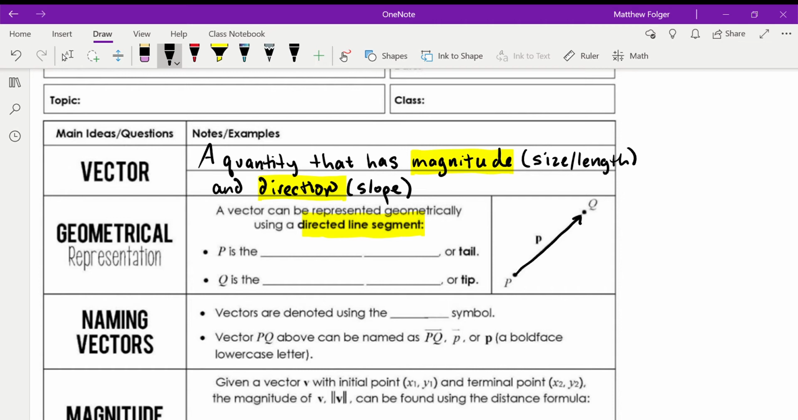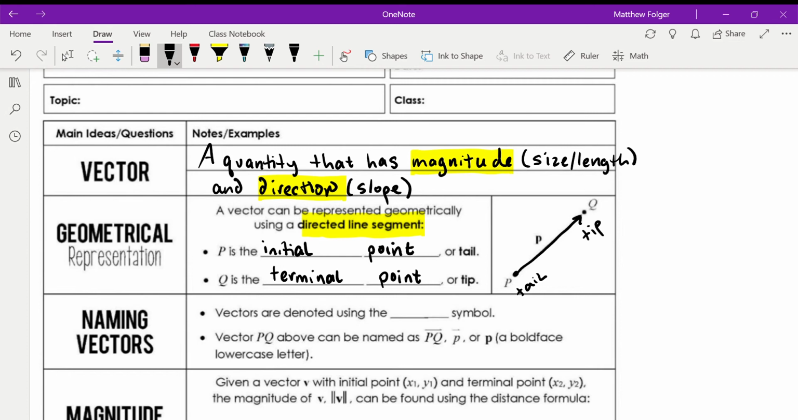Now, the P is often called the initial point, or you can call it the tail. So P is the initial point or the starting point. Q is often called the terminal point. So you need to know those two things. The word terminal means where you end. So the terminal point is also sometimes called the tip. So it goes from tail to tip. Just so you're familiar with those words if you happen to see them.